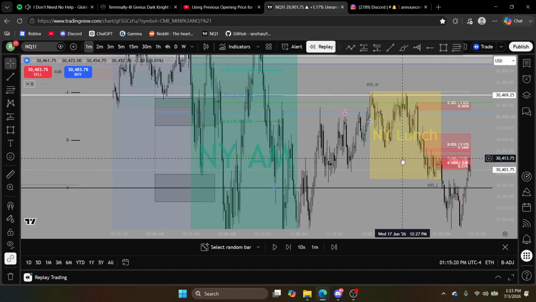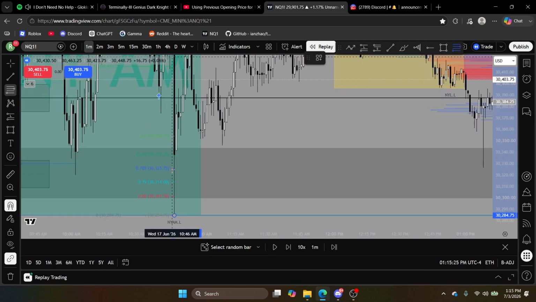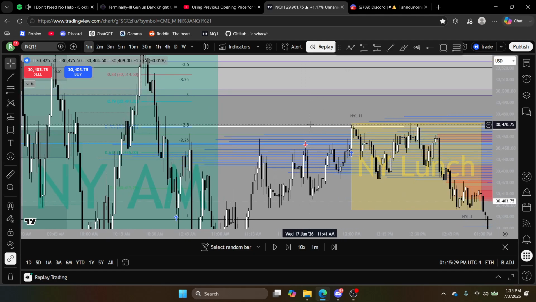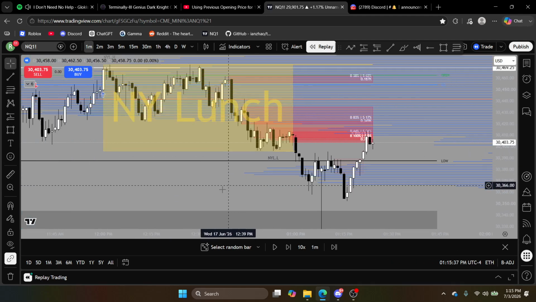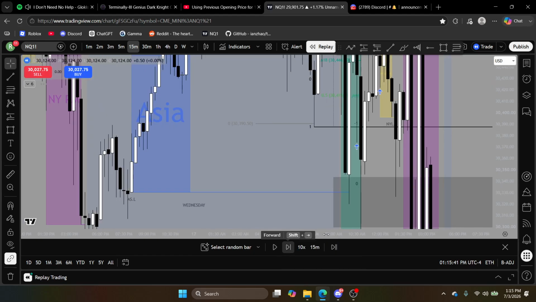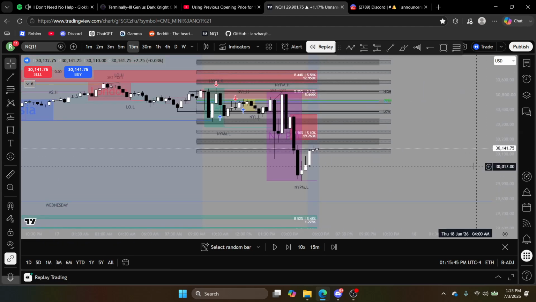Is there a standard deviation level that would have gotten us that level? That lined up? Let's see. 2.5 lined up pretty well. 2.5, rejection block, SMT. I see that happening. I'm gonna skip to the next day. Let's clear my charts. It looks a mess.